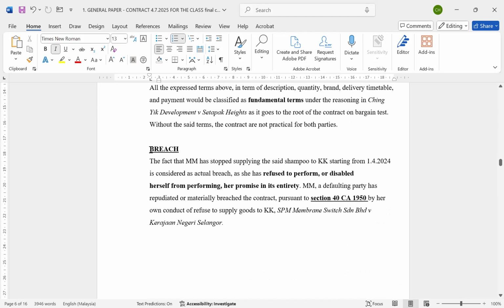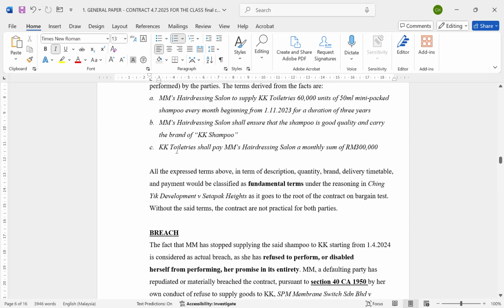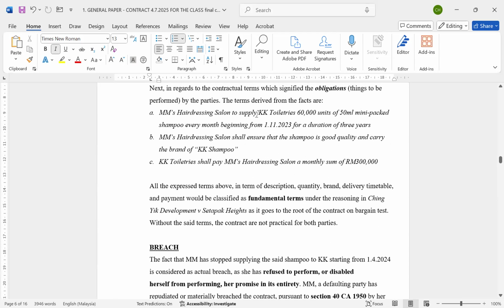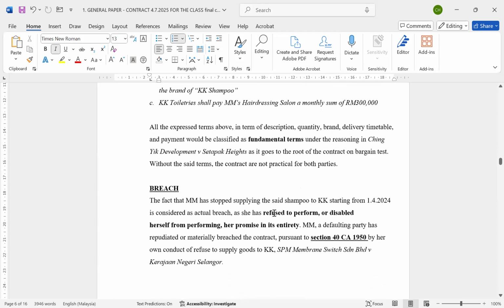Okay. Next, we will discuss the breach. The breach is very clear. The fact that MM was required to supply KK Toiletries 60,000 units of shampoo every month, isn't it? When she failed to do so, refused to perform, and disabled herself from performing her promise in entirety, MM will be deemed as the defaulting party.